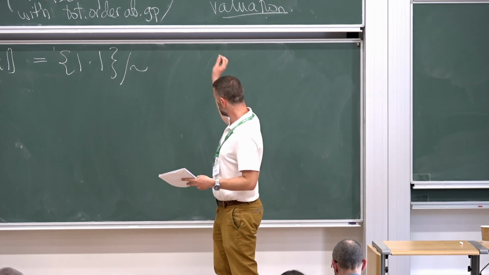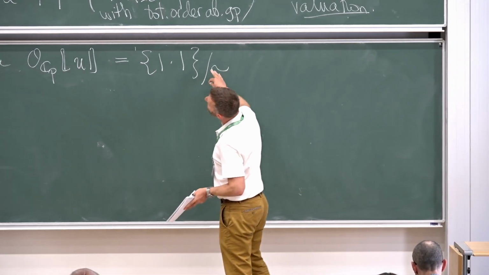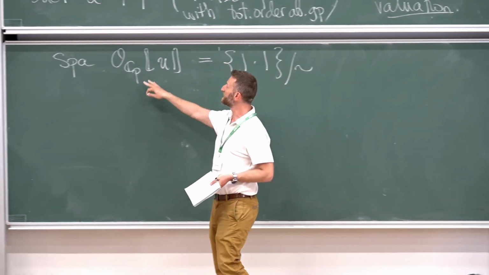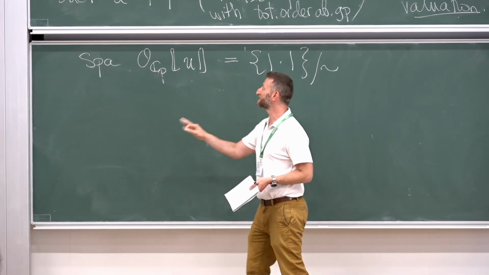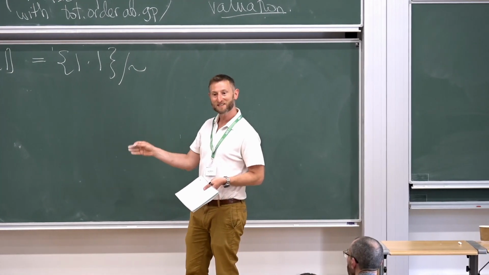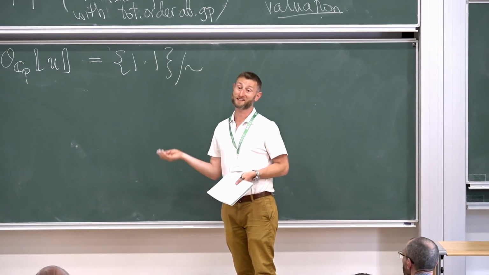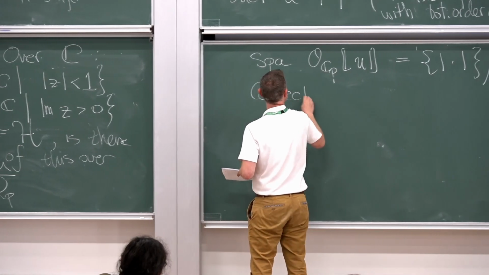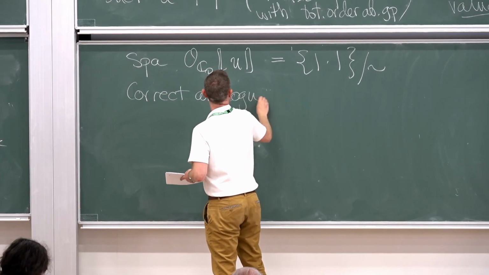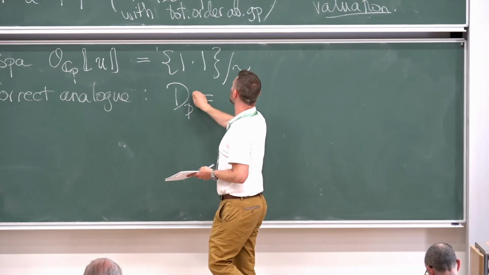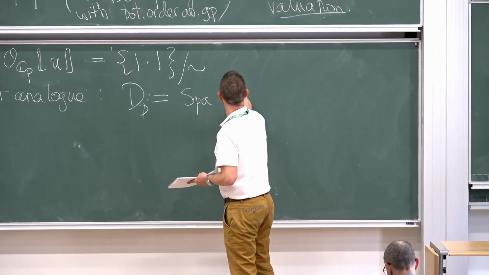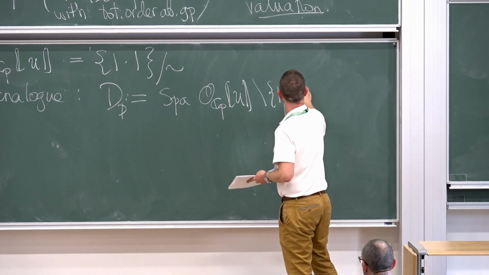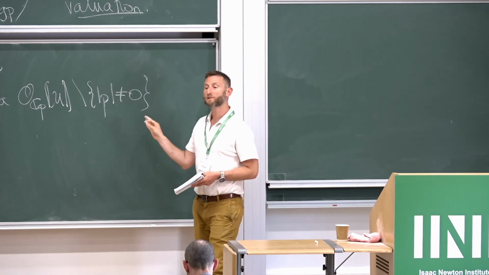This is going to be some huge space. It's not going to quite be the analog for the disk that we want, because some of the valuations think that the number p has absolute value 0. And we want just the ones that think that the absolute value of p is non-zero, so we get an object which really just lives in characteristic 0. So the correct analog is what I might call D_p, and that's going to be all of those valuations that think that the absolute value of p is not equal to 0.